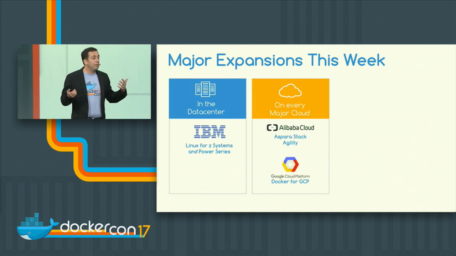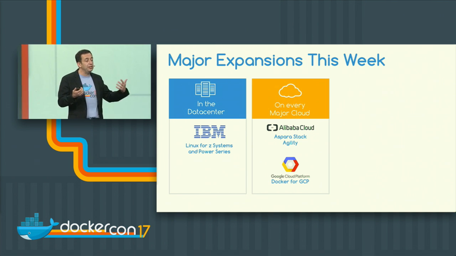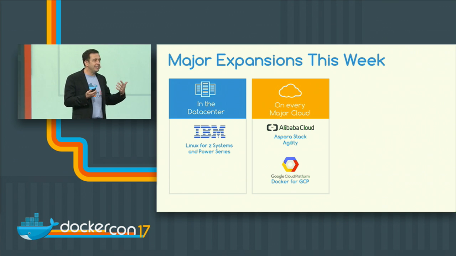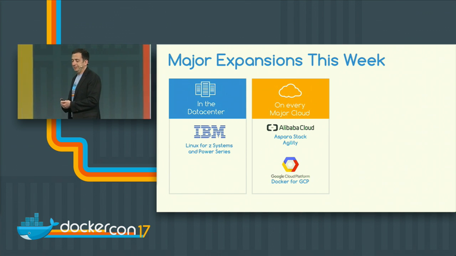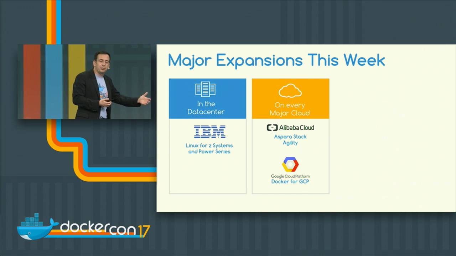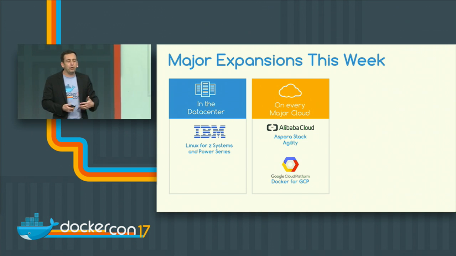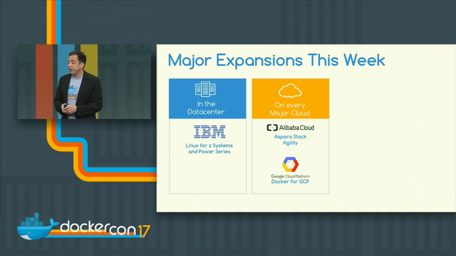So, very excited to announce with IBM that Docker is now available, Docker Editions and Docker Data Center for Linux, for Z systems and Power Series. So, if you like mainframes, we'll work with you. If you like 32-bit, we'll work with you. As we sort of like to say, we now work from ARM to Z. Really encourage you to go by the IBM booth to learn more about this.